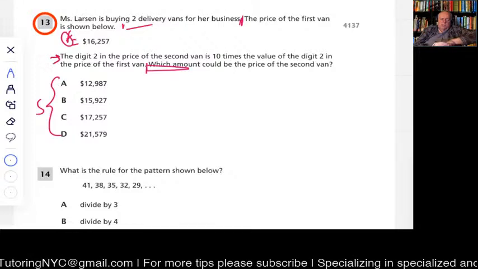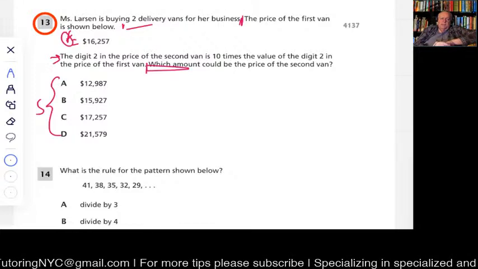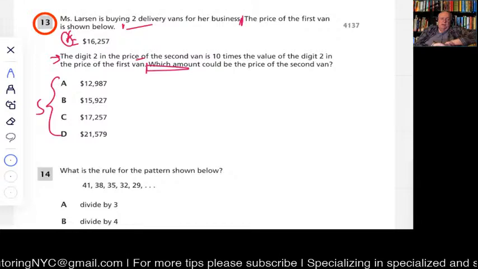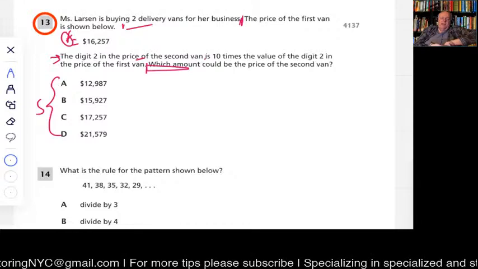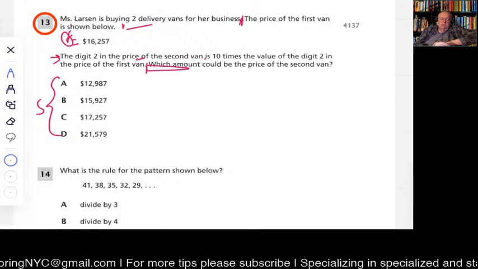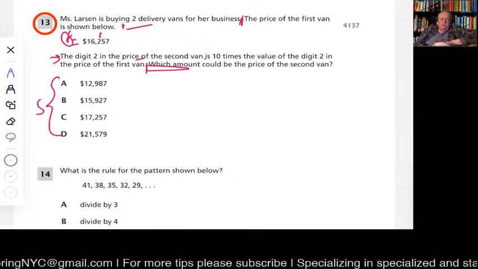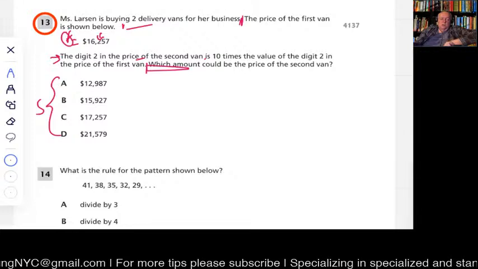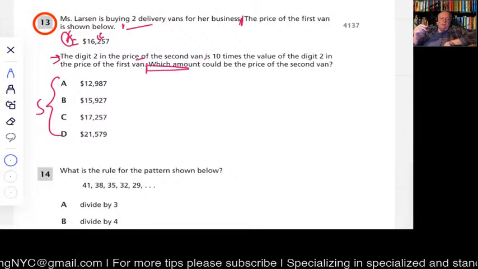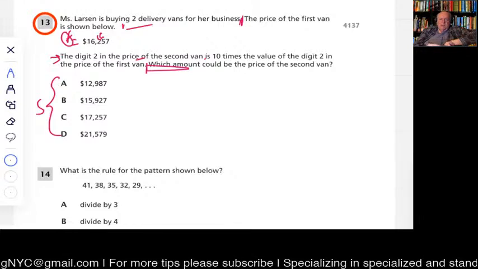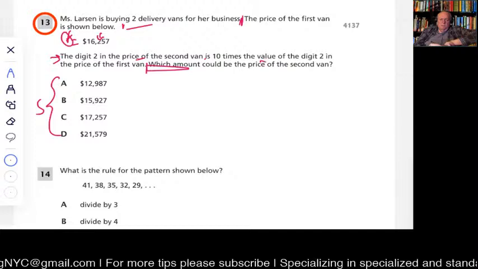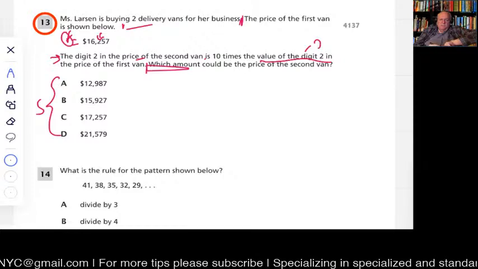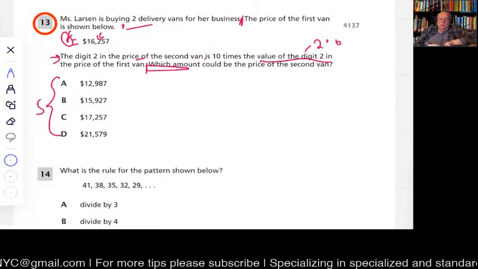This sentence here is the killer sentence. It says the digit 2 in the price of the second van is 10 times the value of the digit 2 in the price of the first van. So here's the digit 2 in the first van price. If you remember, you were taught place value. That 2 is in the hundreds column, so the value of the digit 2 here is 200. That's coded language for 200.